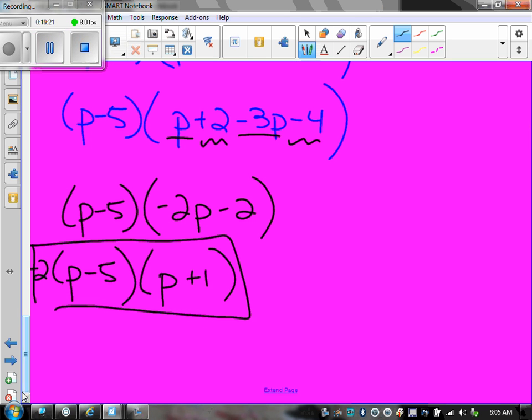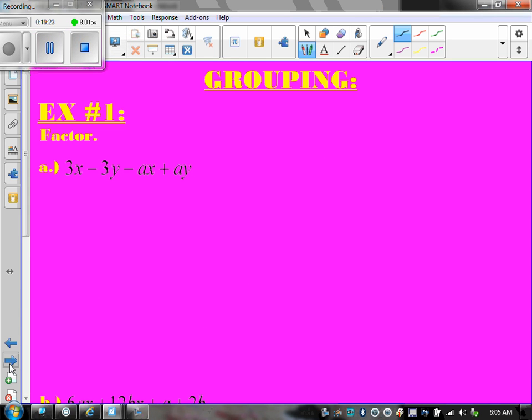Let's do just a few more examples on grouping. When did we say we use grouping? When there's lots of terms. 4 terms probably is what we're going to use most often. We group when there are 4 terms. Okay? If you look at this example, you see there's 4 terms.